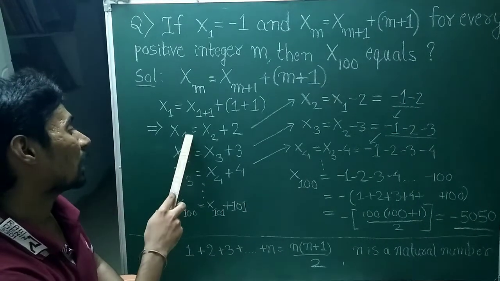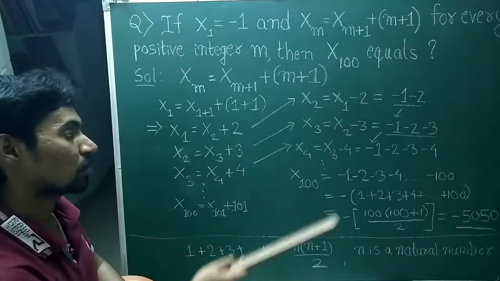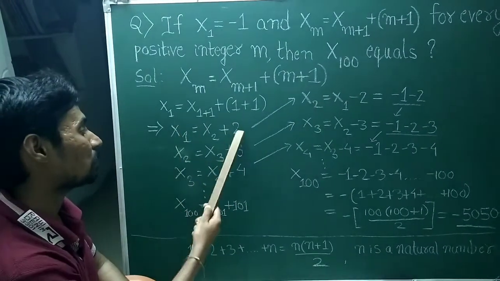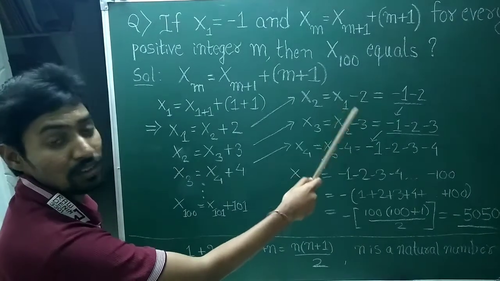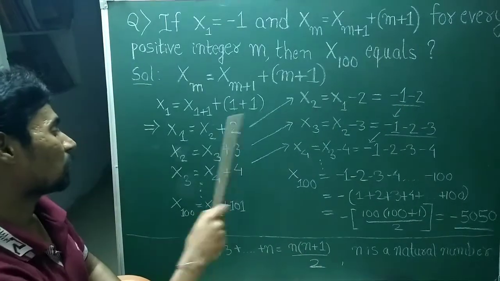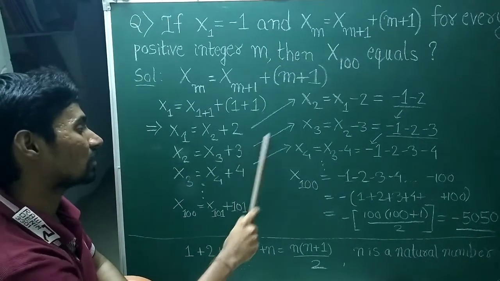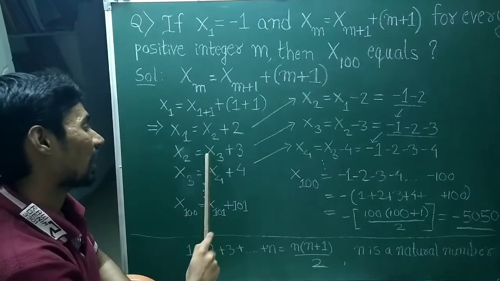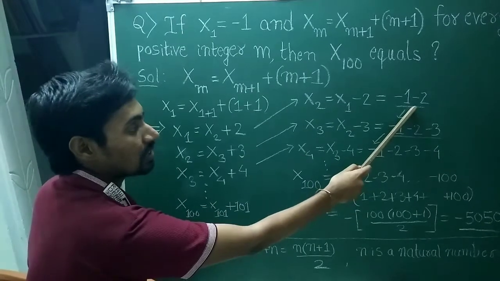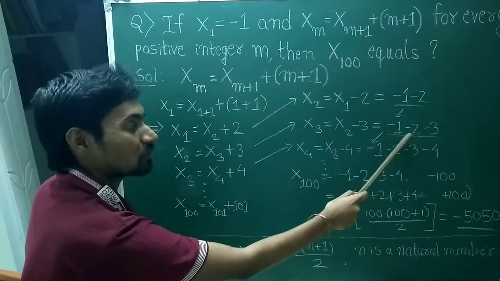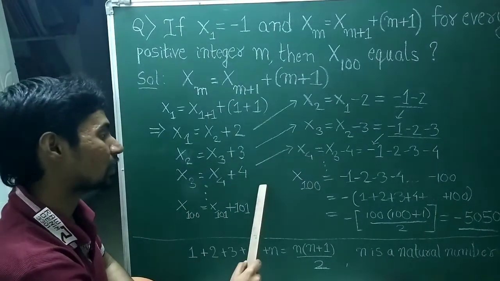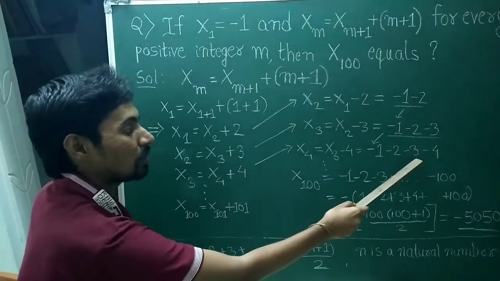Here I have x1 equals x2 plus 2. Based on this, x2 you can get as x1 minus 2. The x1 value you have already got, -1, minus 2. Now let me try interchanging the variables. From this equation, x3 equals x2 minus 3. The x2 value is already here, which is -1 and -2: -1, -2, -3.